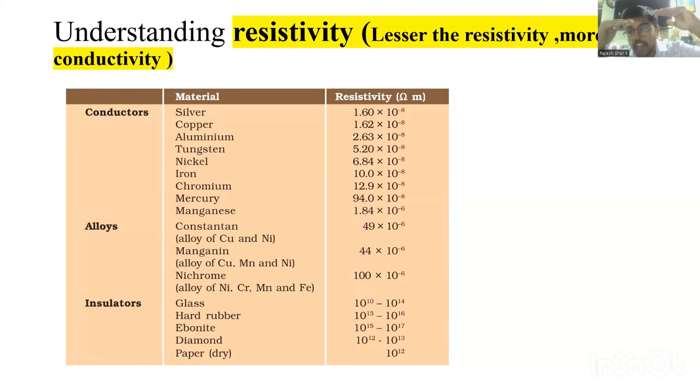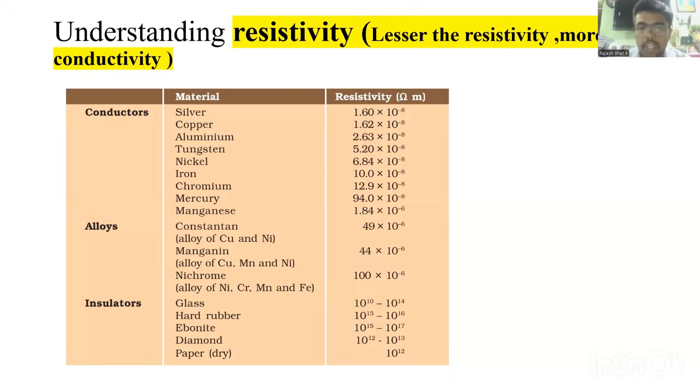So, what happens to the conductivity? It falls down. Inversely, when one increases, the other decreases. This is resistivity, this is conductivity. As the resistivity decreases, the conductivity increases. It is inversely proportional. So now, if you understood this, they will ask a table-based question.